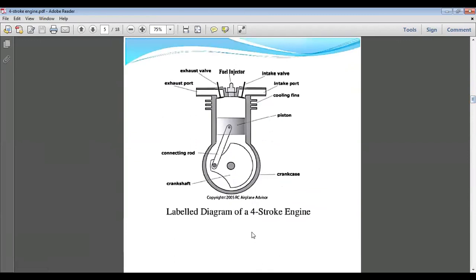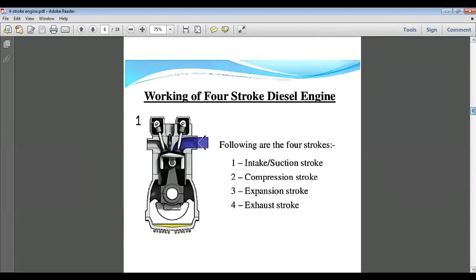So these are the various parts of the 4-stroke engine. There is intake, there is exhaust. Generally we take intake on this side, but you can take it on any side. There is exhaust valve, intake valve, fuel injector, spark plug. This is the piston, connecting rod, then crankshaft. The outer body is called the crankcase. So the 4 strokes are, first the intake or suction stroke, then the compression stroke, then the expansion stroke, and then the exhaust stroke.